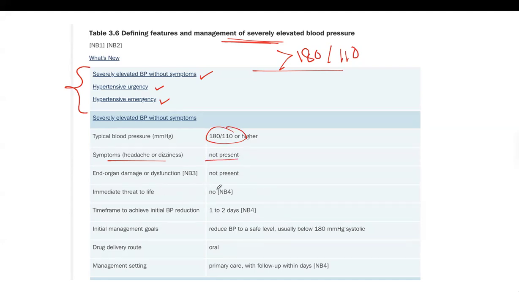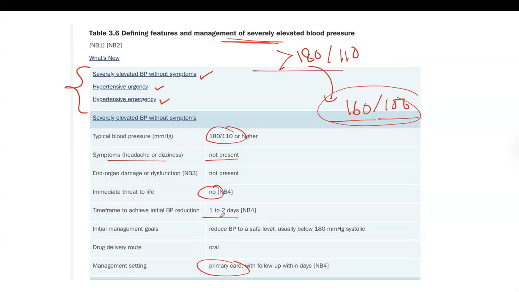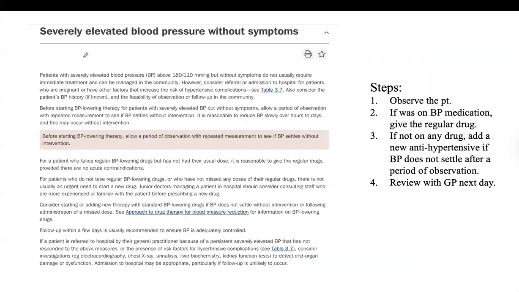In that patient, it is not an immediate threat to life. So this patient you can treat in a GP setting. You don't need to send them to hospital. The guideline is that you should achieve initial blood pressure reduction. Your goal should be at least reducing the blood pressure back to 160. You will be achieving that in 1 to 2 days, and that is enough. Okay? And how to do that? So, severely elevated blood pressure without any symptoms.